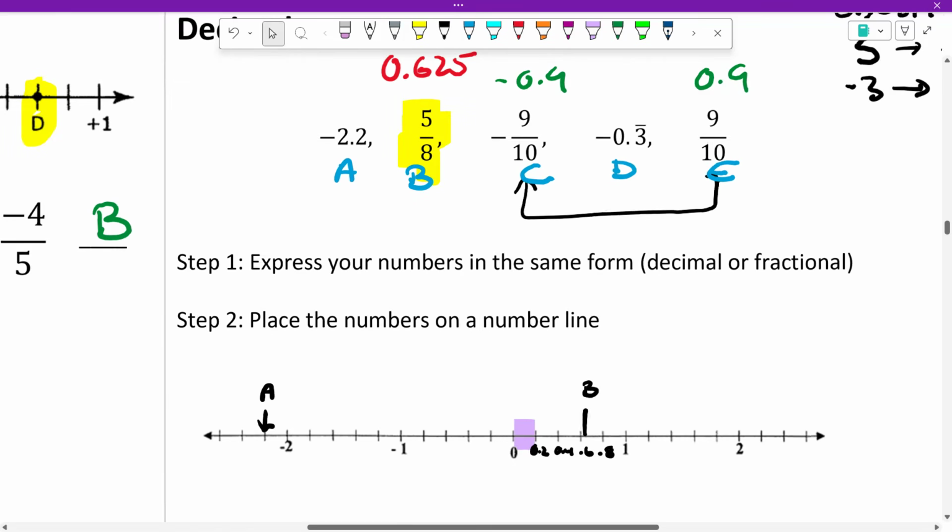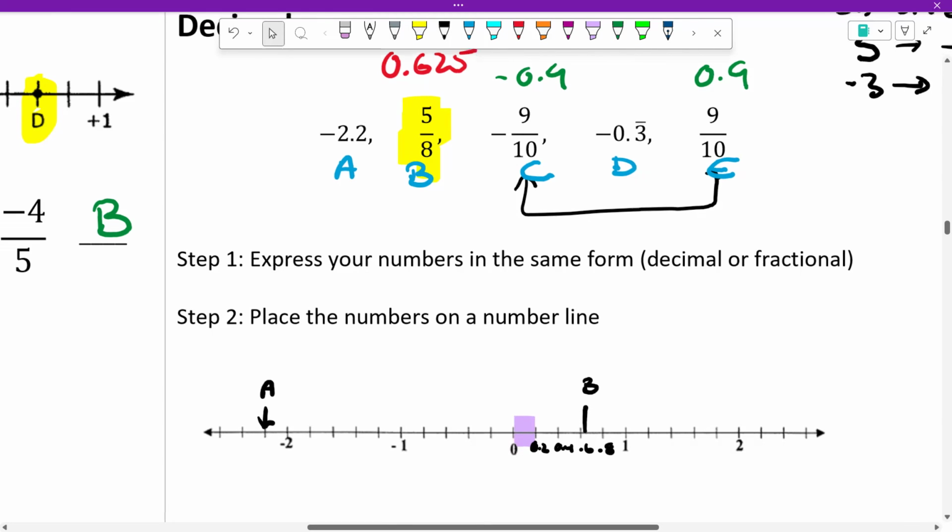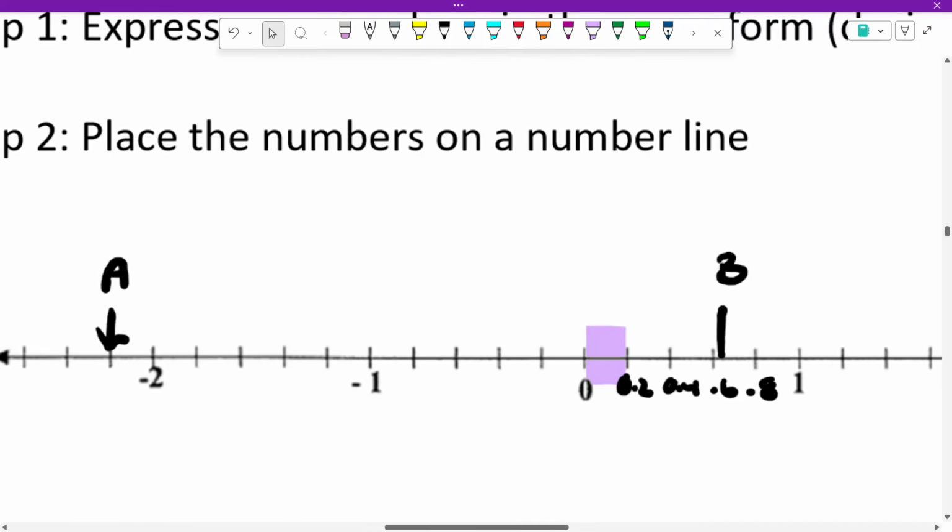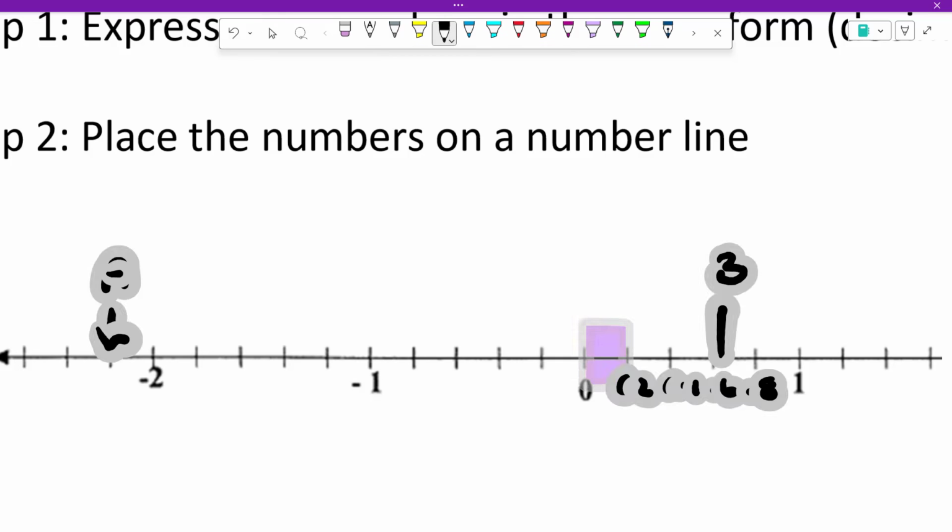C is negative 0.9, which means it's very darn close to negative 1. Do we go left or right of negative 1? To the right, yes. A whole space, half a space, many spaces? Half a space. Remember, this is 0.8. So 0.9 would be in between. So C is this.